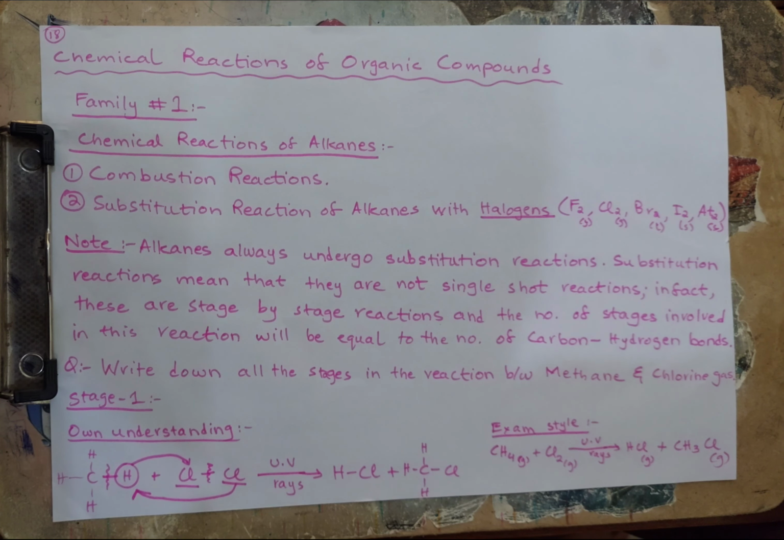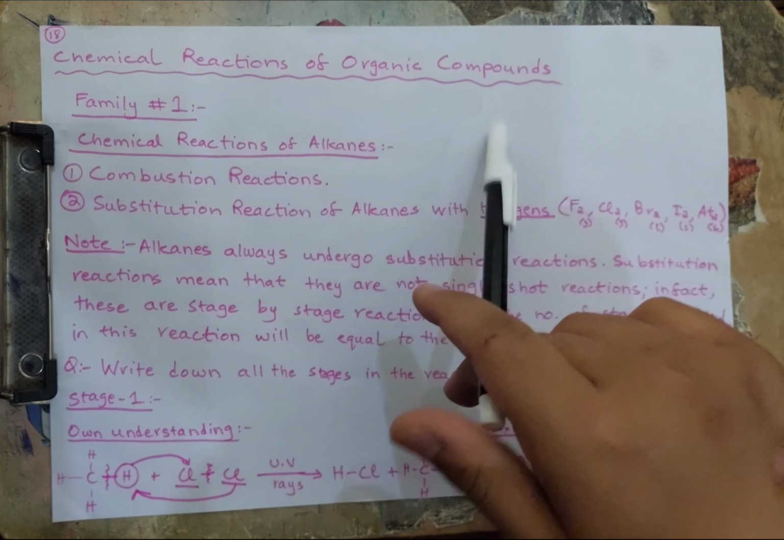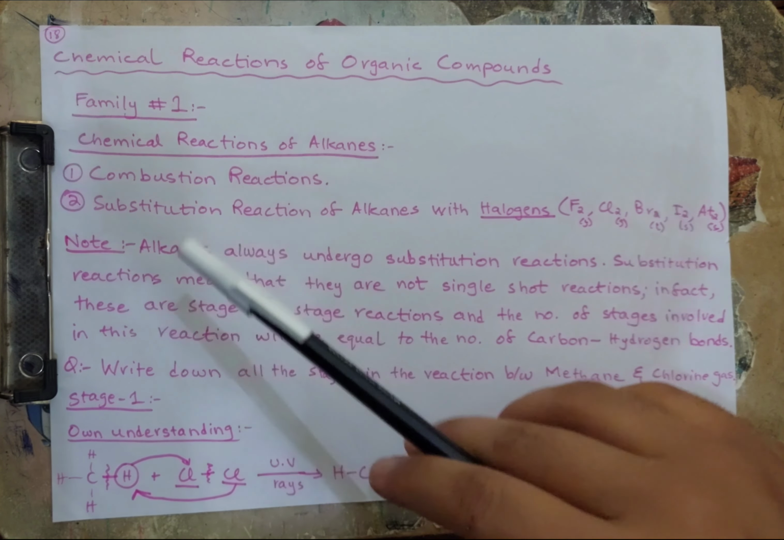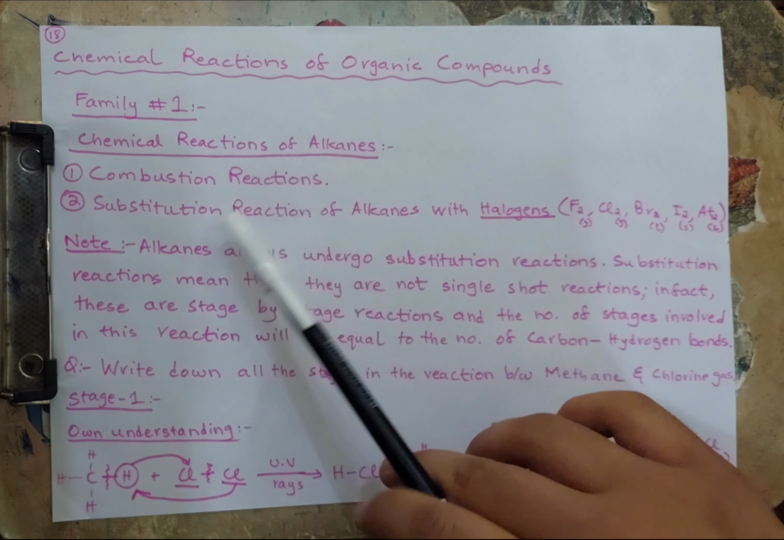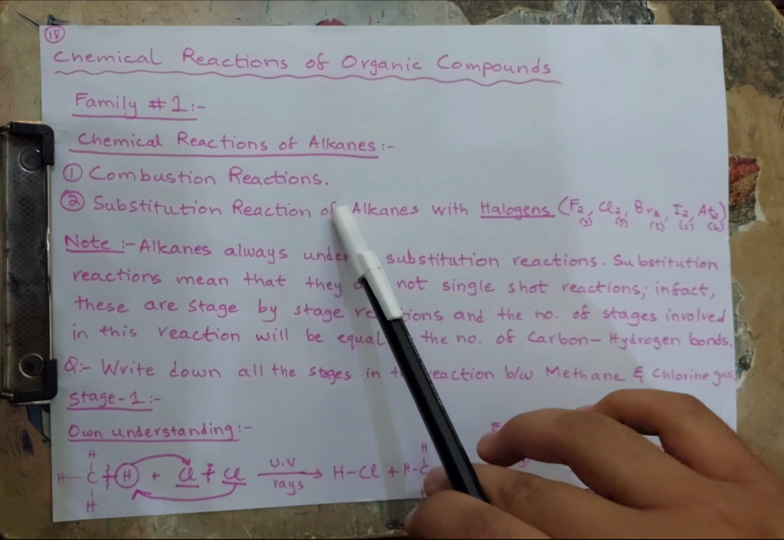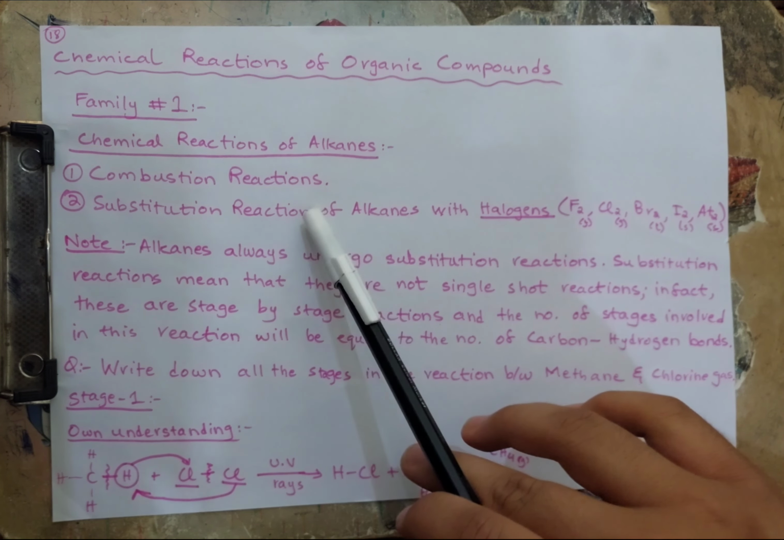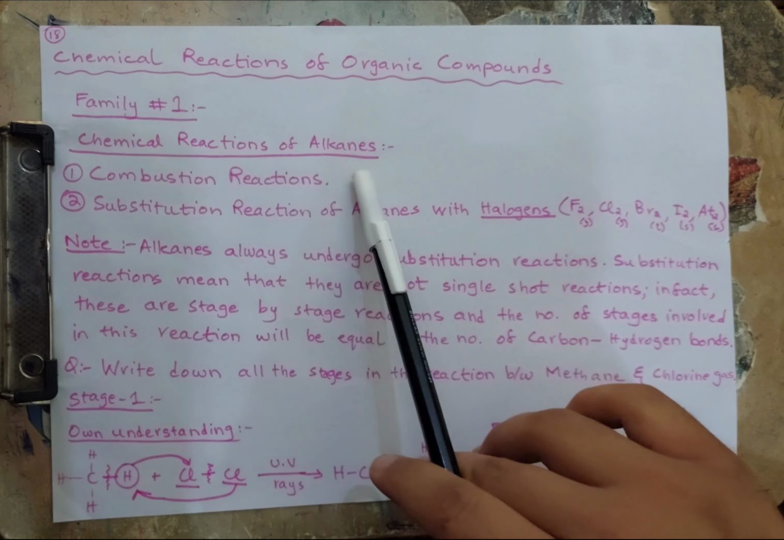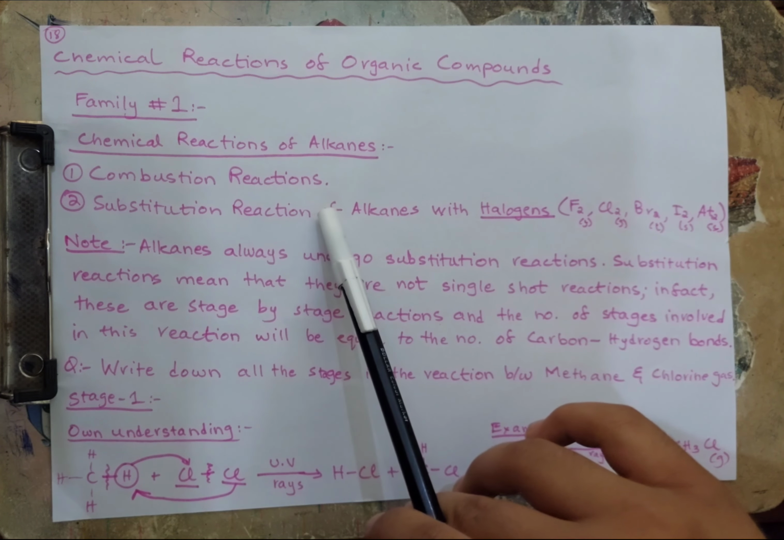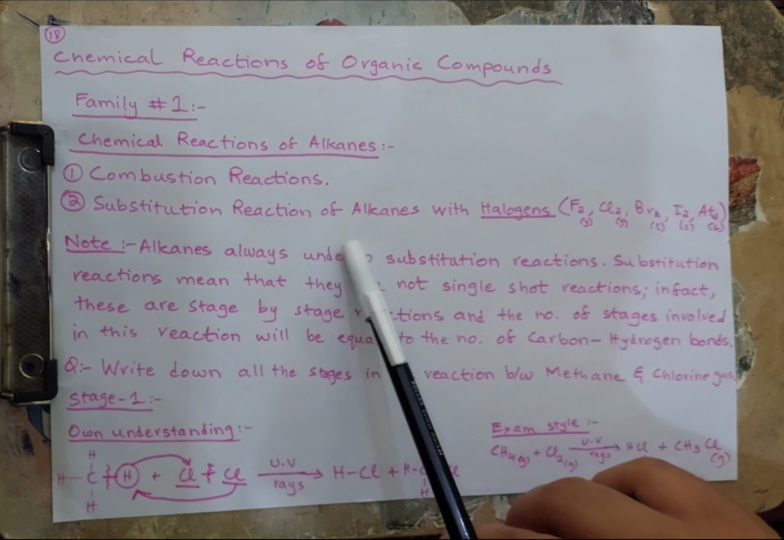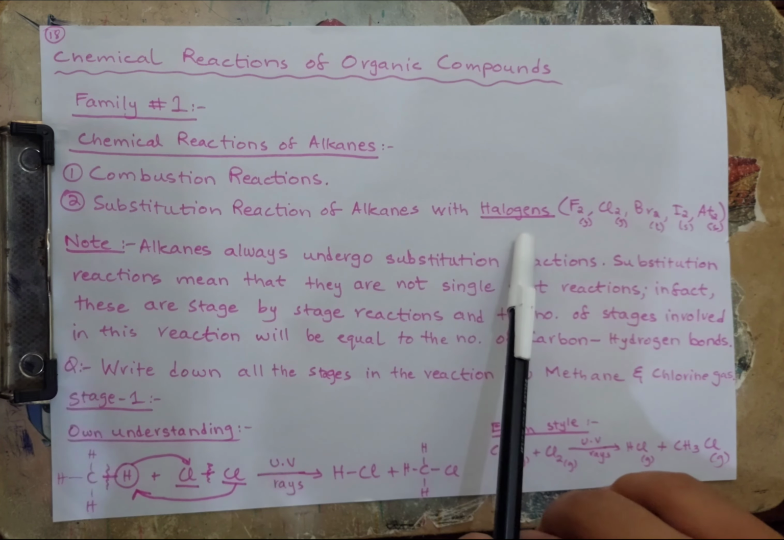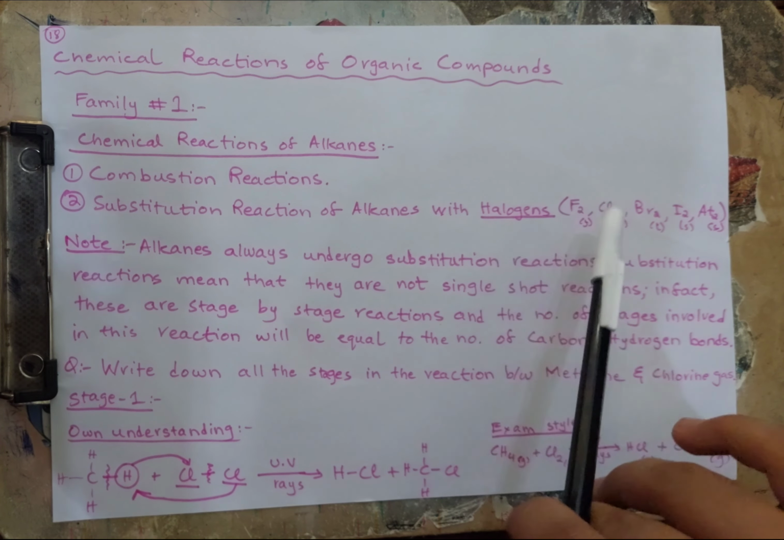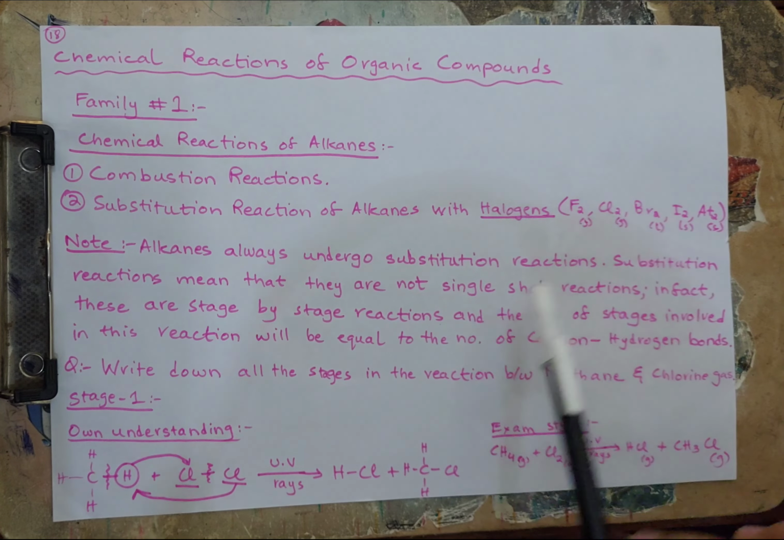Okay, so guys, today we are gonna start with the chemical reactions of organic compounds. Family number one, which is alkanes. So we are gonna start with chemical reactions of alkanes. Chemical reactions of alkanes include combustion reactions, and the second one is substitution reaction of alkanes with halogens. Halogens are group 7 elements: fluorine, chlorine, bromine, iodine, and hydrogen.